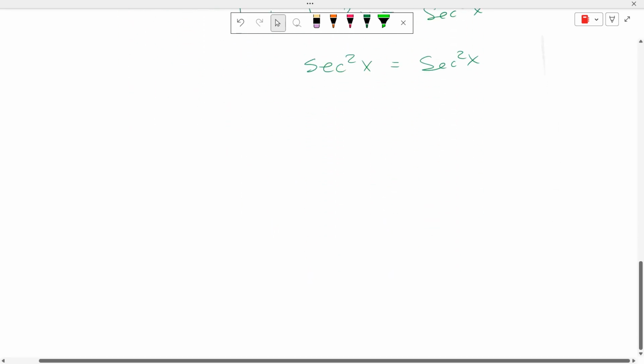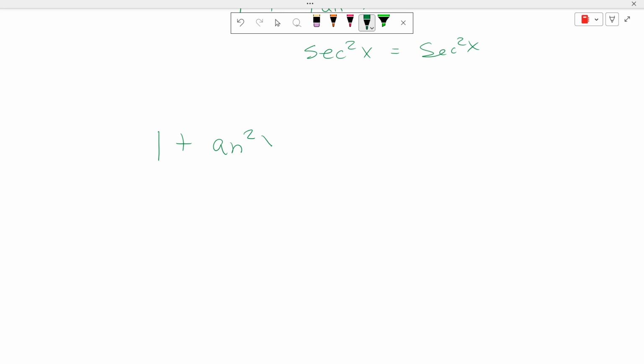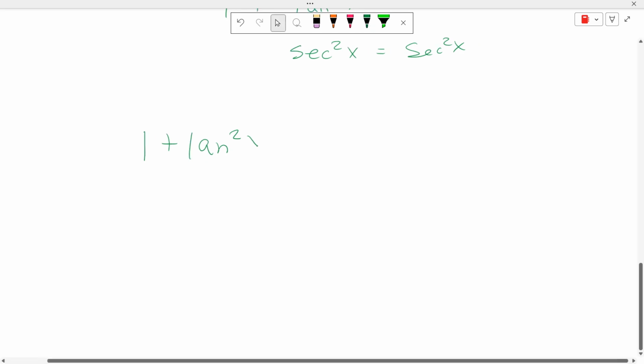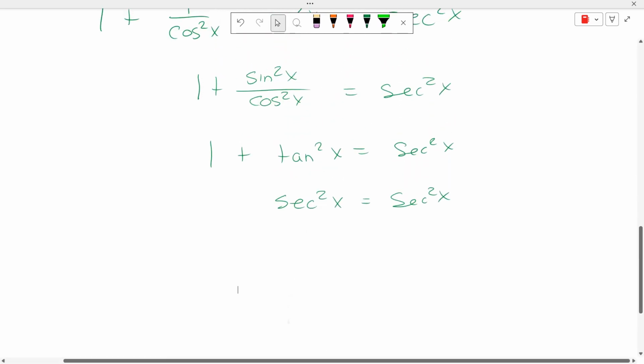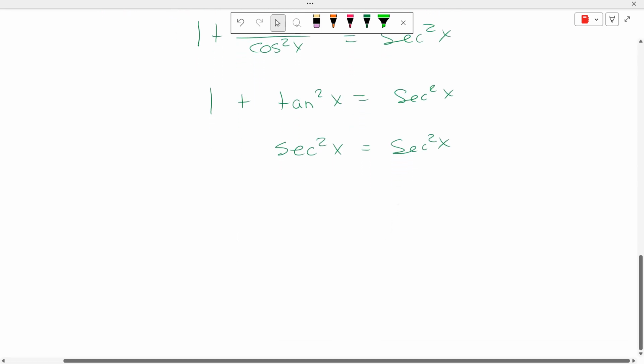All right. What do you mean? Because 1 plus tangent squared is secant squared. That's one of our Pythagorean identities. Yep. Yeah, that's what we want to get to.